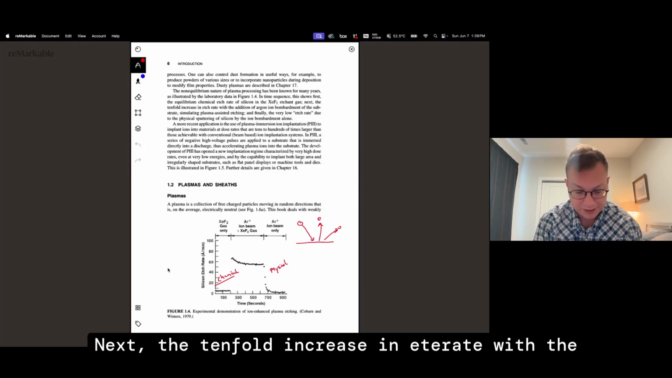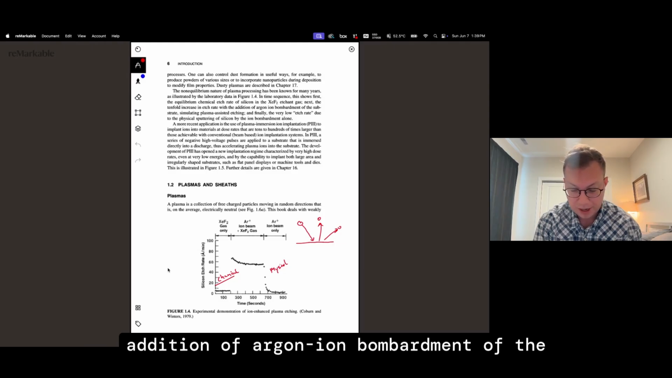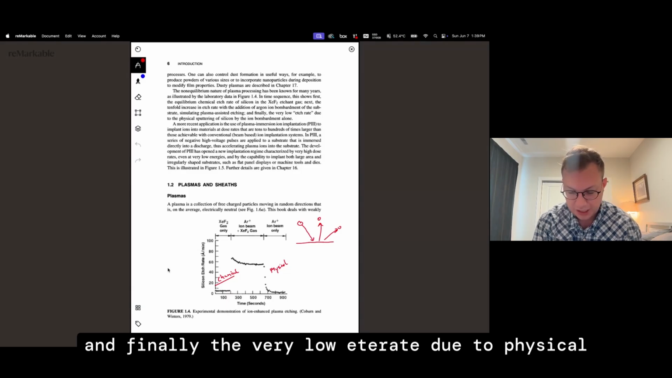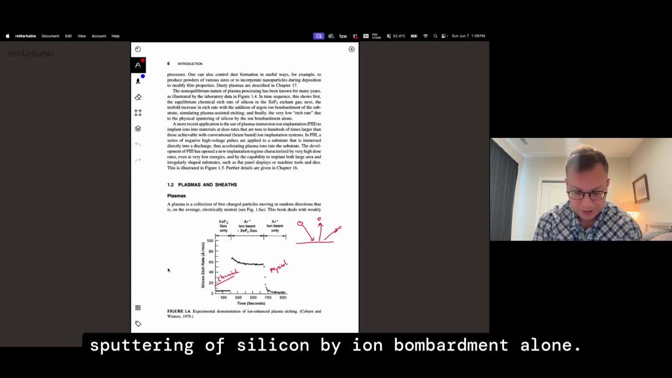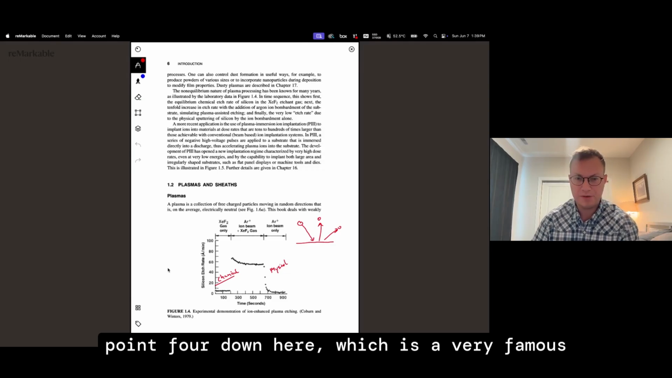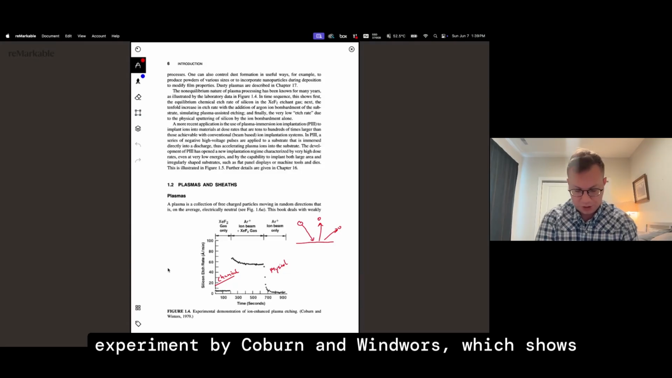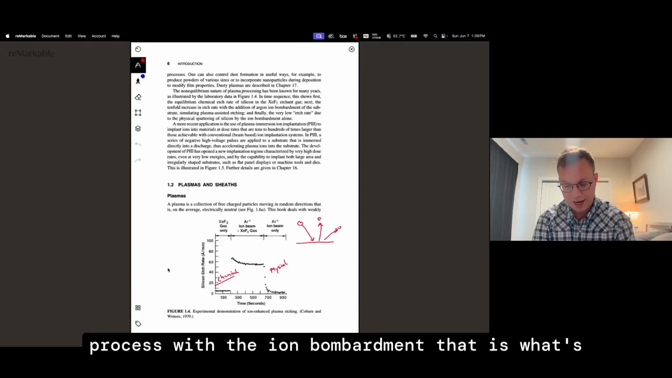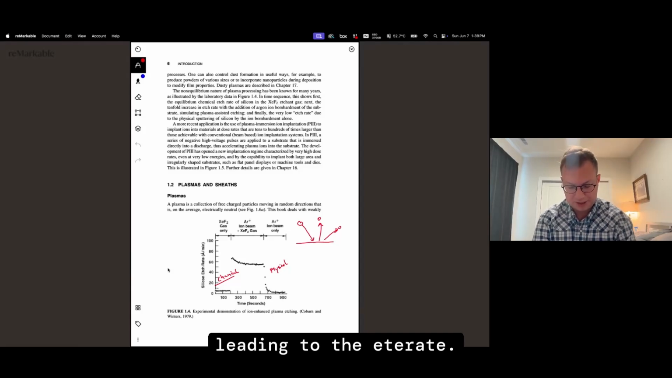Next, the tenfold increase in etch rate with the addition of argon ion bombardment of the substrate, simulating plasma-assisted etching. And finally, the very low etch rate due to physical sputtering of silicon by ion bombardment alone. So that's referencing Figure 1.4 down here, which is a very famous experiment by Coburn and Winters, which shows that it's really the synergy of the chemical process with the ion bombardment that is what's leading to the etch rate.